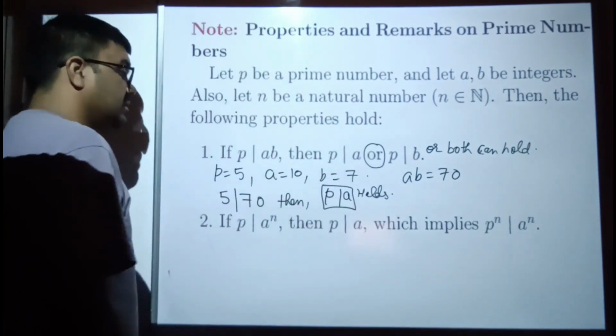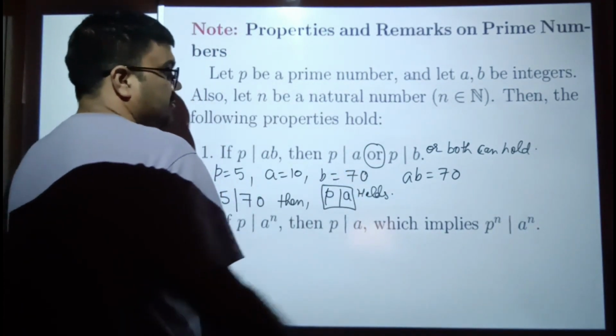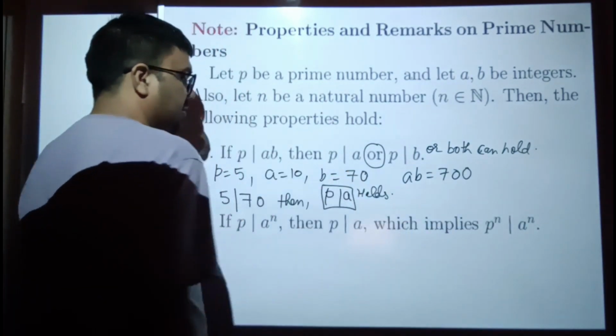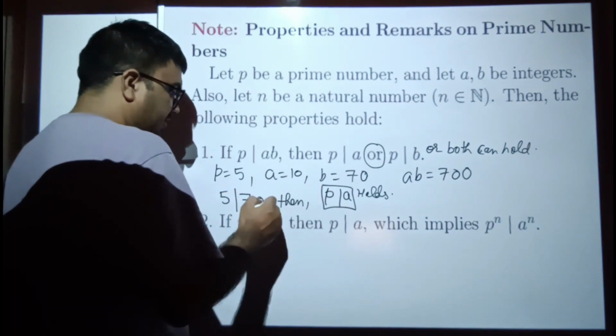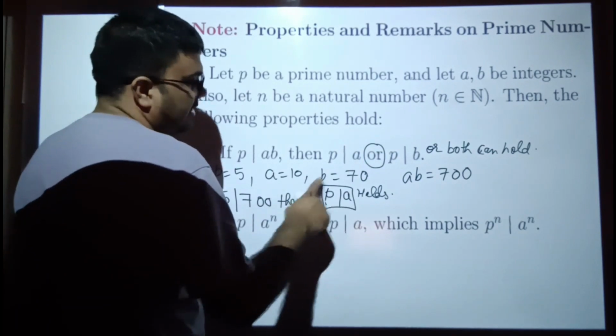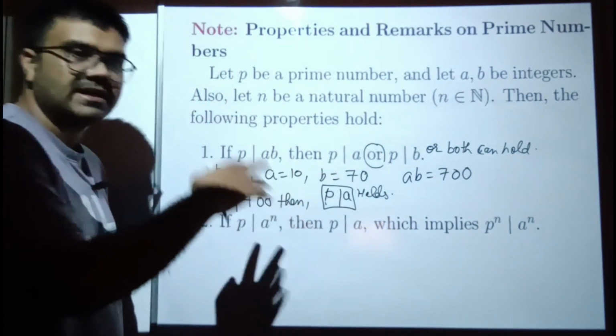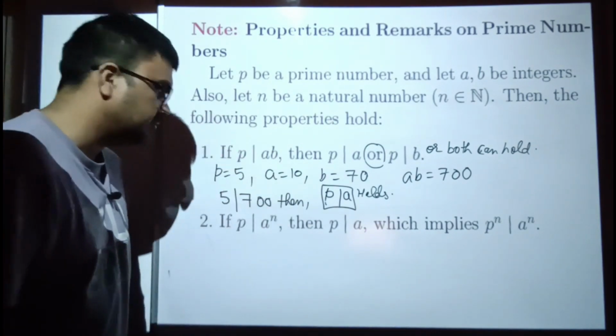How can both hold? Suppose in place of 7 we write 70 over here. Then ab will be 700. So 5 divides 700, and 5 divides 10 and 5 divides 70, both these numbers. So this "or" just means this can hold, or both can hold.